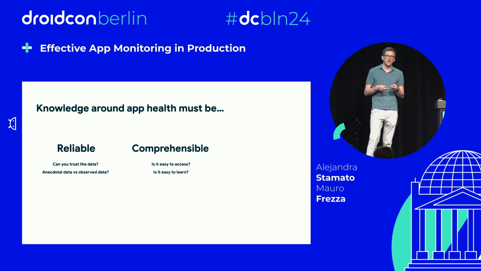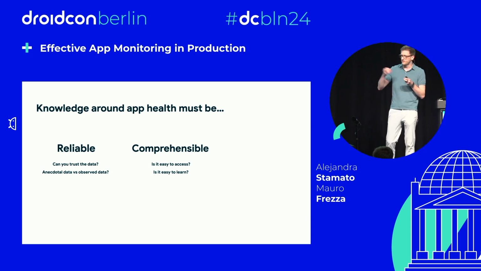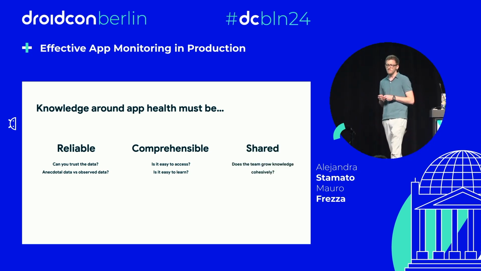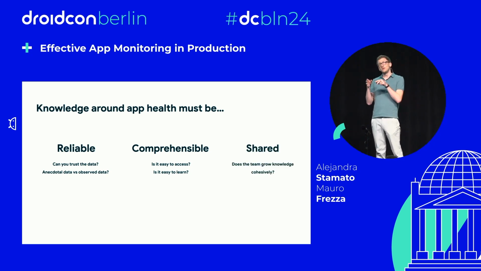It must be comprehensible. So you might collect tons of data, but if you can't make sense of it, it becomes useless. So you need to collect information that you're able, after that, to really understand what it means in terms of reliability, performance, and therefore user experience. It needs to be shared. So you need to be able to share it with the rest of your team. It's not going to be just you looking at the data, but there's going to be a lot of developers, hopefully, that are going to look at this data.